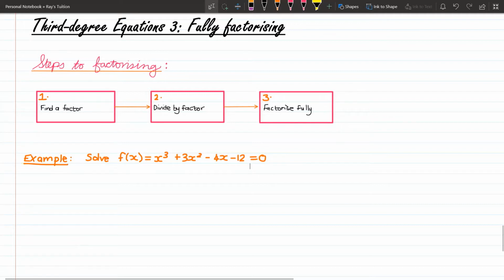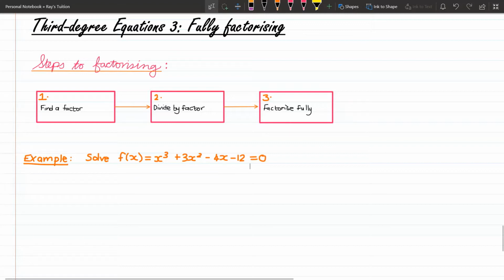So the first step is what we've covered in the first video, and that is to find a factor. To find a factor, we use the factor and remainder theorem. This is a trial and error method, so we substitute different values into the equation until we get 0, and then we will know that that is a factor. If you are unfamiliar with how to find a factor, please watch the first video on third degree equations.